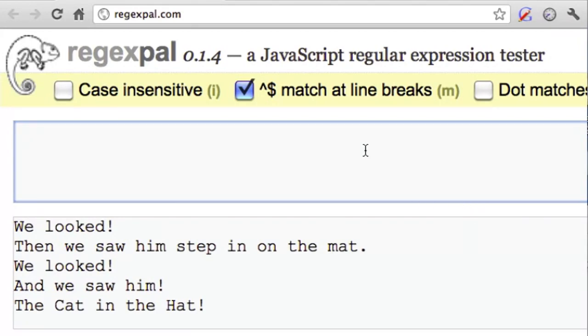So here's the letter O. Here's 0 or, let's make it one or more O first. Here's one or more O. So there's one O over here and two O's over here.